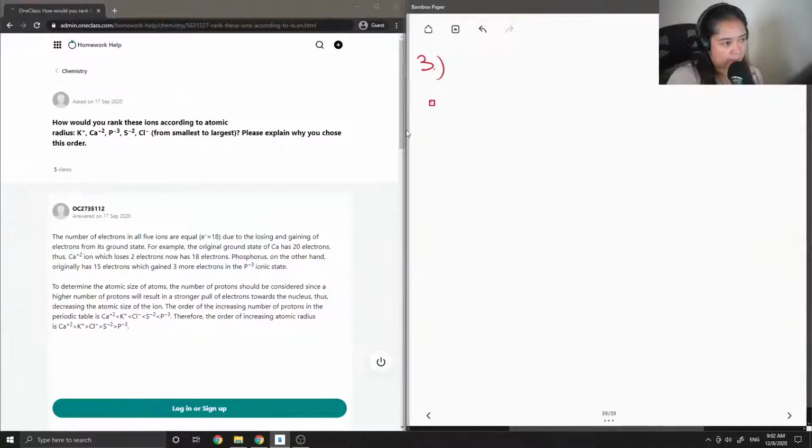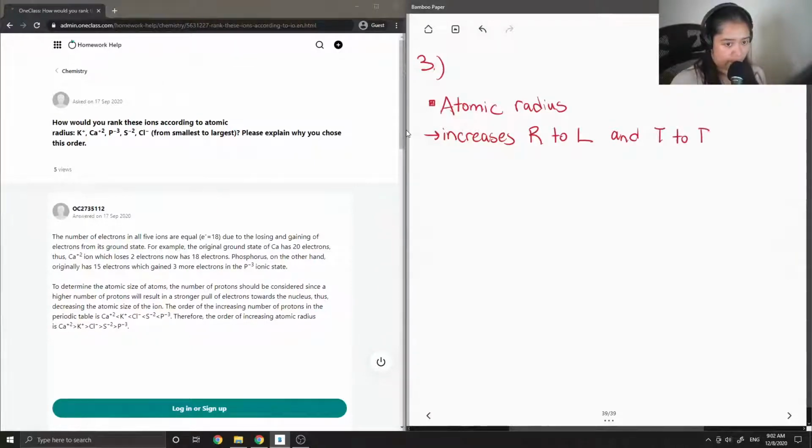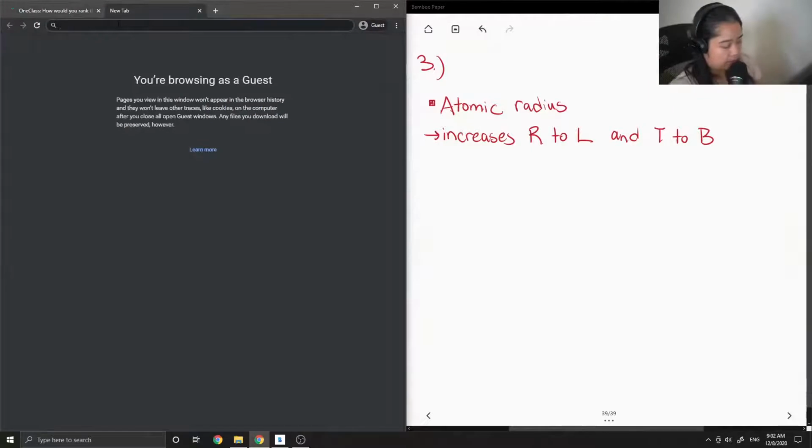Okay, so let me write down the basic trend of the periodic table for atomic radius. So generally, atomic radius increases as you go right to left, and as you go from the top to the bottom. Okay, so let me look up how to show this on the periodic table.